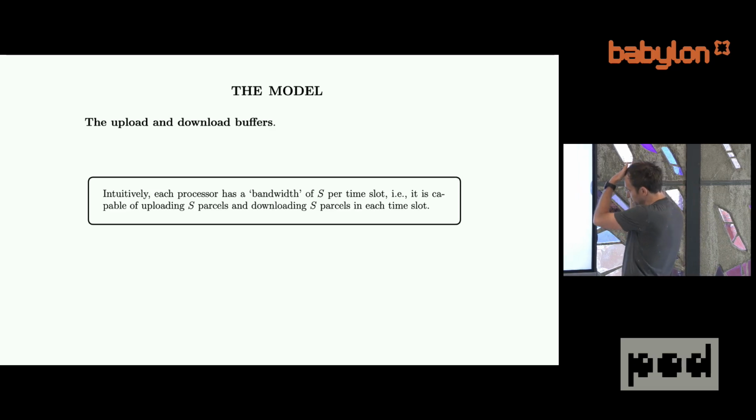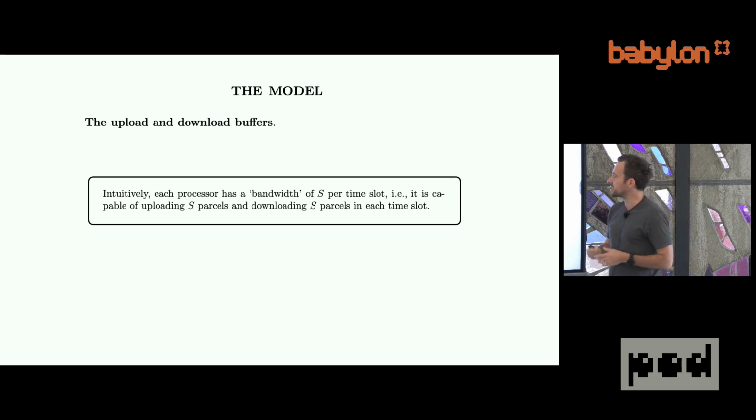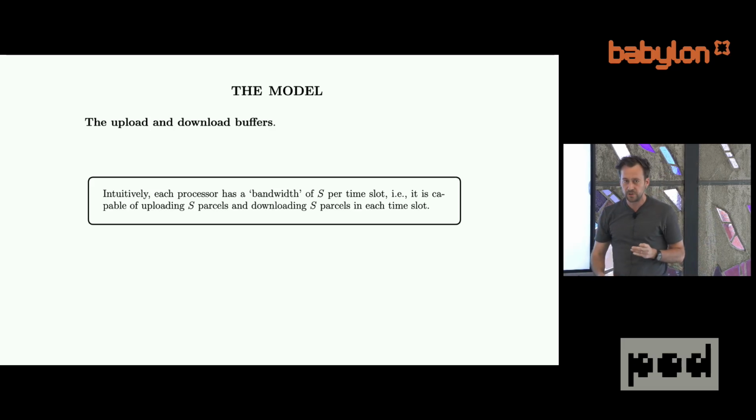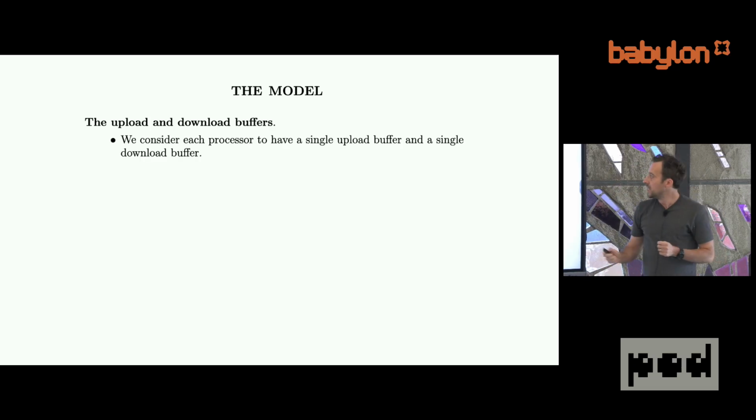And then we want to deal with bandwidth. Intuitively, the idea is that each processor should have a bandwidth of S data parcels, or bits, per time slot. It's capable of uploading S parcels and downloading S parcels in each time slot. So how do we formalize that?